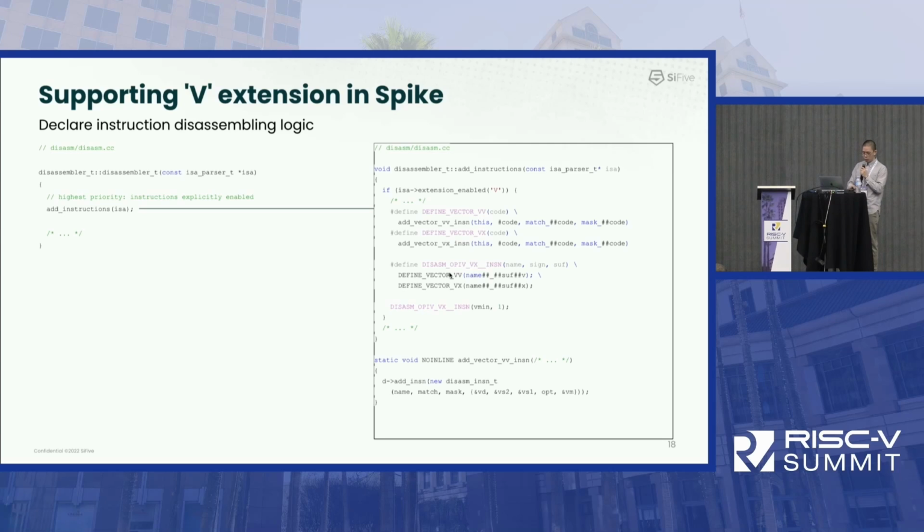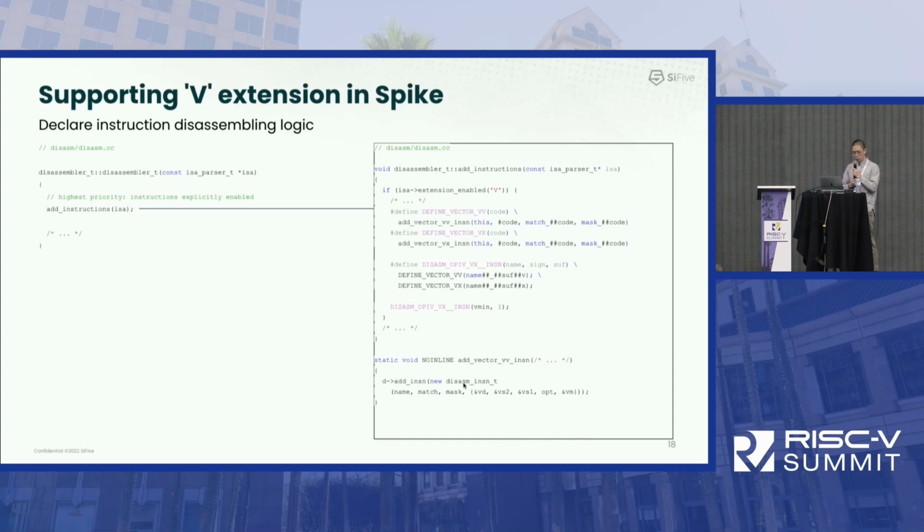Then the above macros will be collected into the second layer, which is this disasm op IV VX. That would mean that this instruction specifically would only have mnemonics of VV and VX. And this macro collects multiple calls of these instruction disassembling registration functions. As an example, you would see that the vector integer minimum instruction uses this kind of macro.